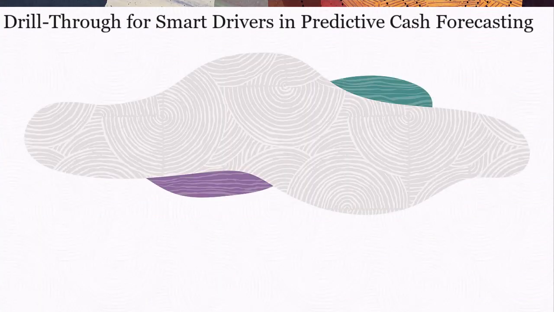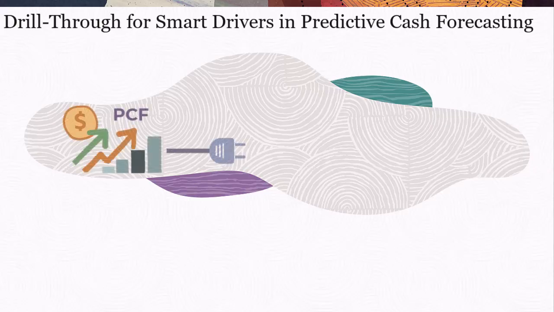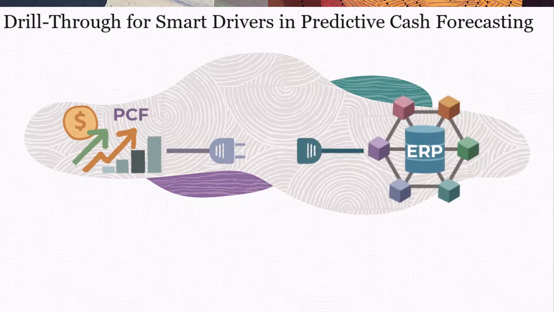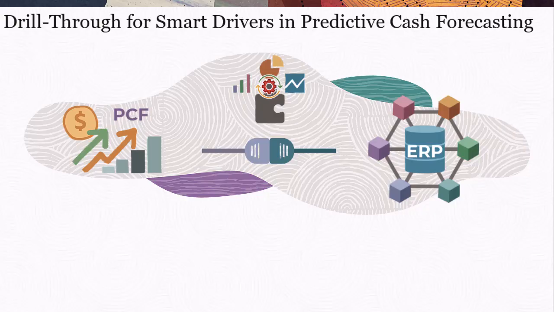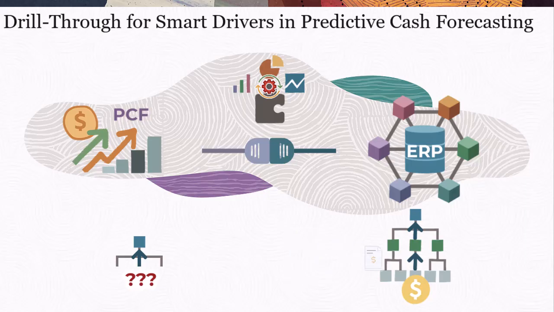In this video, we'll explore how Oracle Predictive Cash Forecasting works together with Oracle Fusion Cloud ERP to give your treasury teams a powerful new capability: smart driver-based forecasting with drill-through back to sources. If you've ever needed to go beyond the summary numbers in your cash forecast and understand exactly which invoices, receipts, or payments are driving a forecast, this feature is for you.